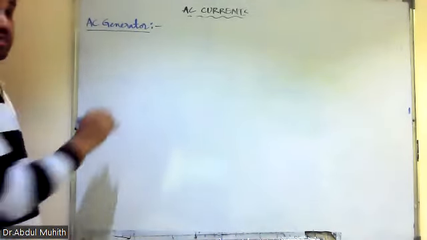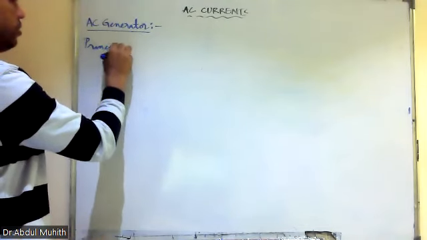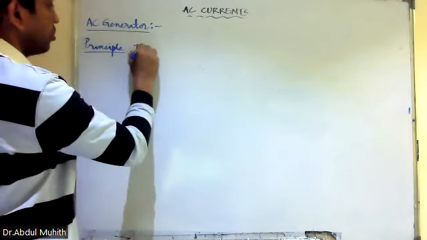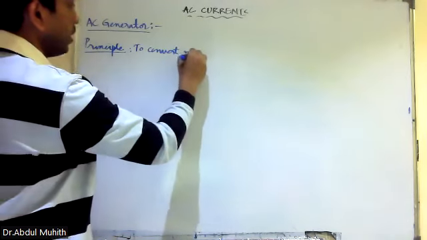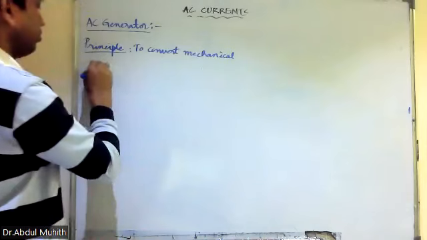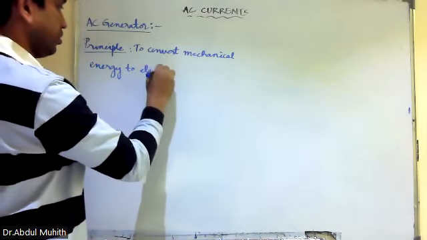We'll start with the principle first. What is the principle of AC generator? Principle is a device to convert DC to AC. To convert mechanical energy to electrical energy. Okay, mechanical energy to electrical energy.